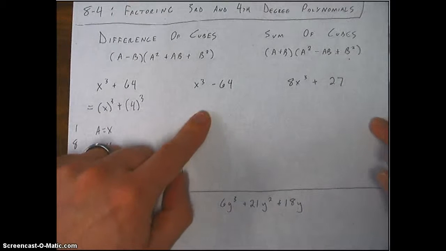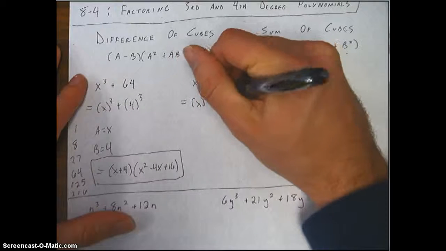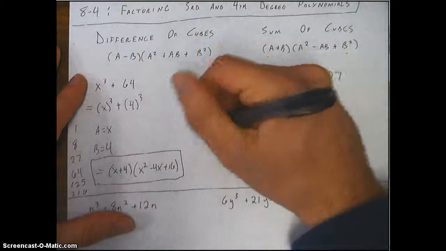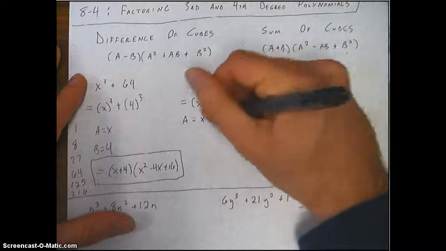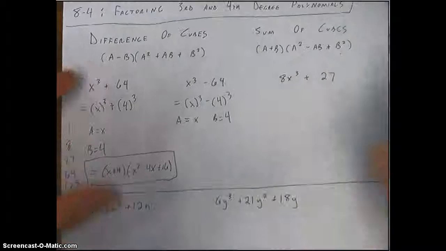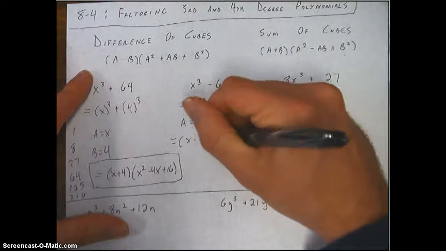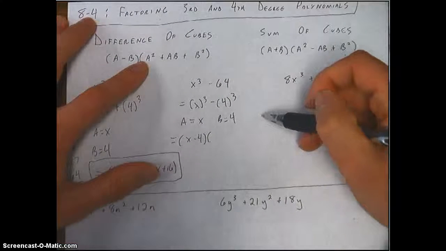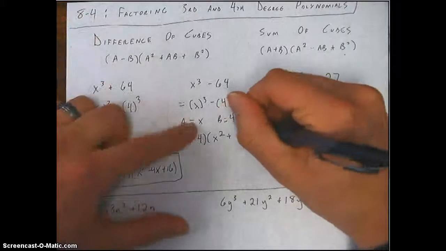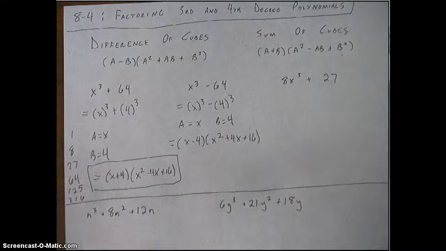We're going to do the same thing here, but now this is the difference of cubes. So this is x to the third minus 4 to the third. It's the exact same thing. We've got our a equals x and our b equals 4, but now we're going to use this formula. So we've got a minus b, which is x minus 4, times a squared, which is x squared, plus a times b, which is 4x, plus 16, which is b squared.